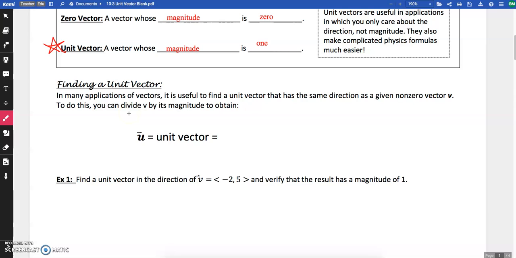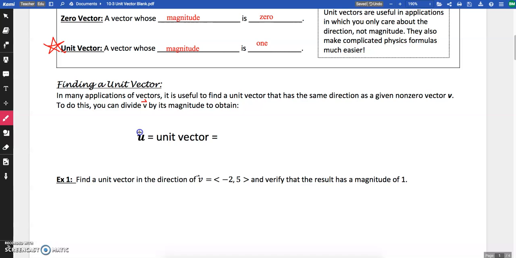Okay, so let's start with that, finding a unit vector. It basically means we're scaling down any vector, so any vector length, so that it has a length of 1, but it's still going in the same direction. So the easiest way to do that is just to divide the vector, so this v here should actually be a vector v, by its magnitude. Okay, so we call the unit vector vector u.